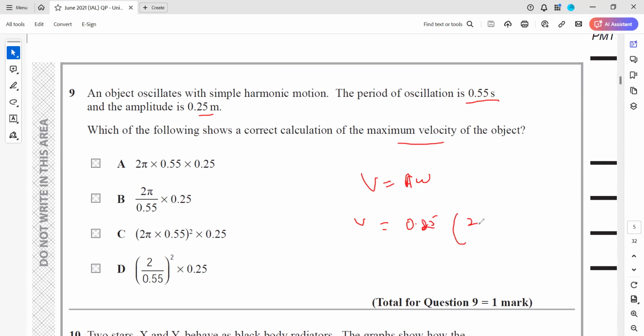So omega is 2 pi divided by T, and T is 0.5. So 0.25 multiplied by 2 pi divided by 0.5. So it matches with the option, because the formula is V is equal to A omega, where A is the amplitude and omega is 2 pi divided by T.